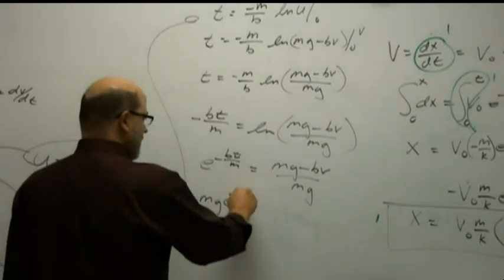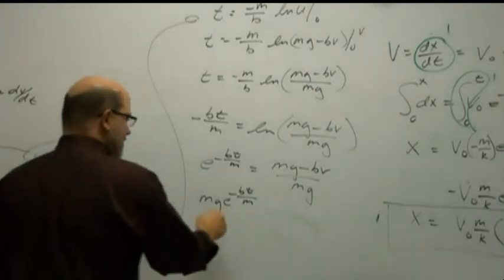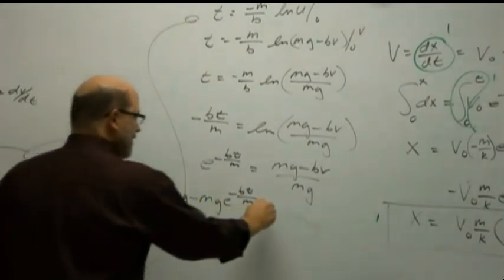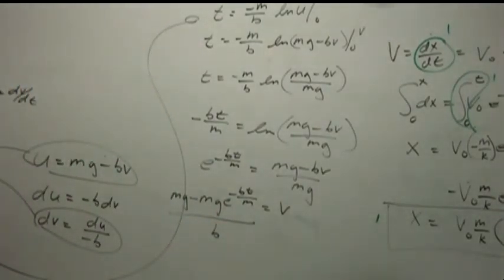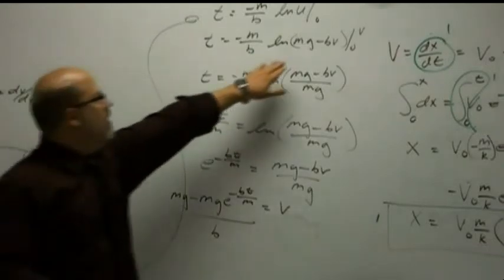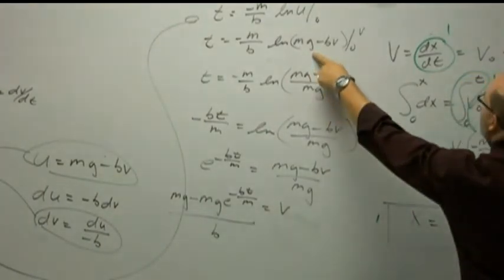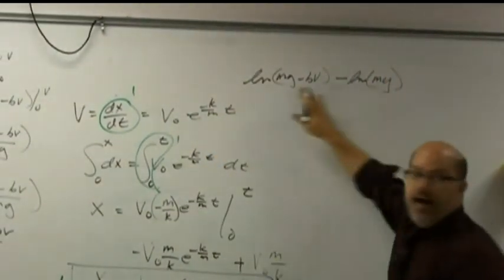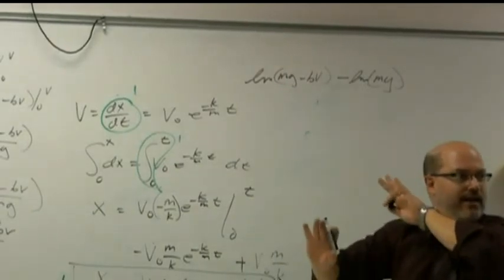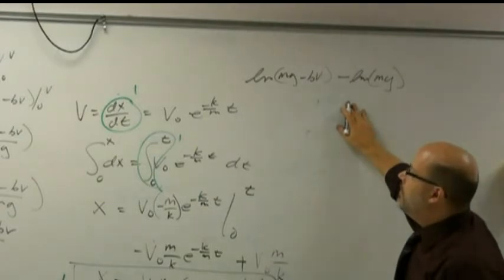Then subtract mg, and then multiply by a negative. Right here, this is ln of mg minus bv minus ln of mg. And then the minus is the same thing as divide in natural log, right? Since you're integrating, it's negative m over b.